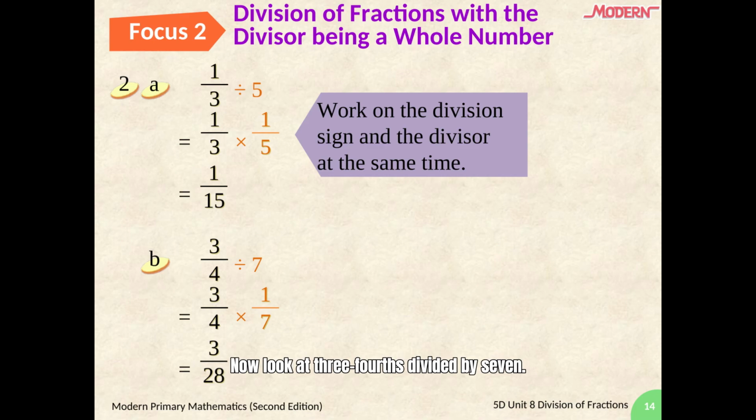Now look at 3/4 divided by 7. 3/4 stays, ÷ becomes x, 7 flips to 1/7. 3/28. Boom! 2 perfect pit stops. You guys are handling these signs like absolute legends. Keep that tempo up. Level 2 is coming.